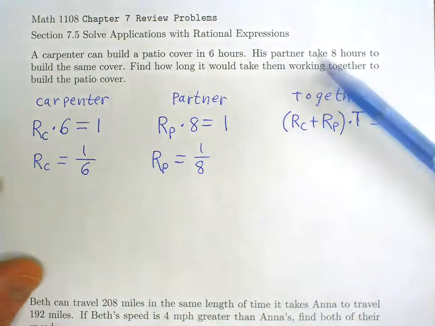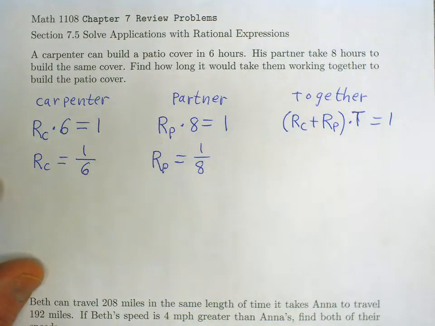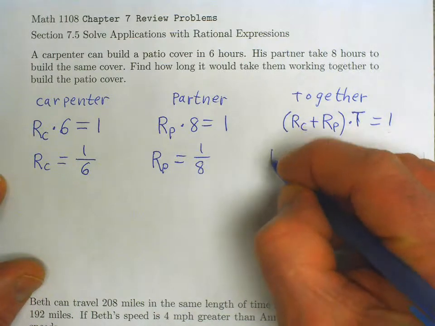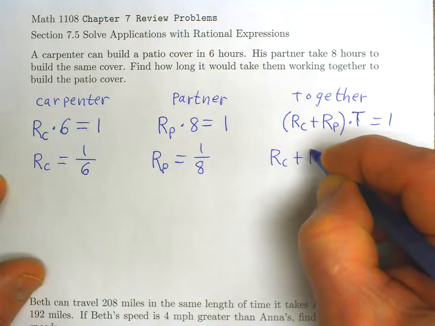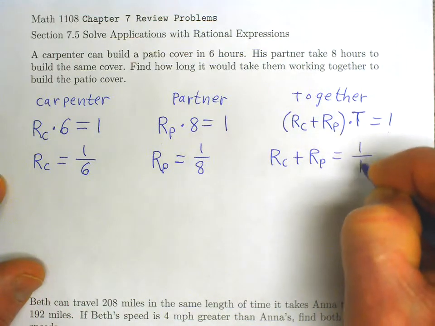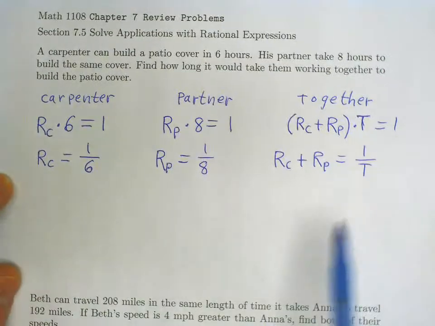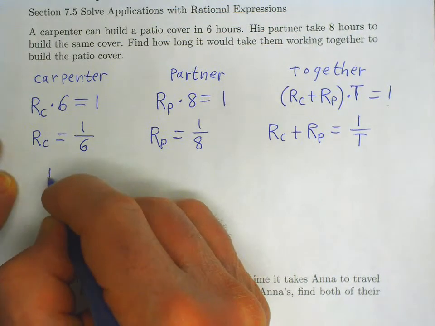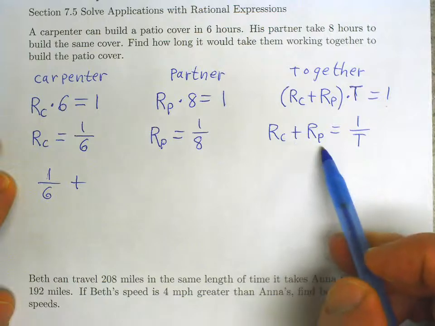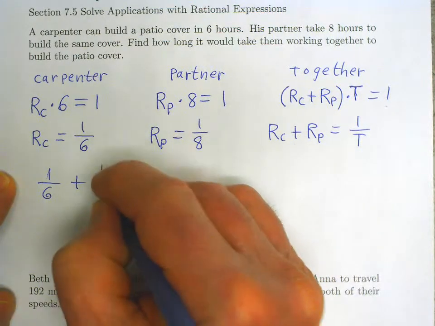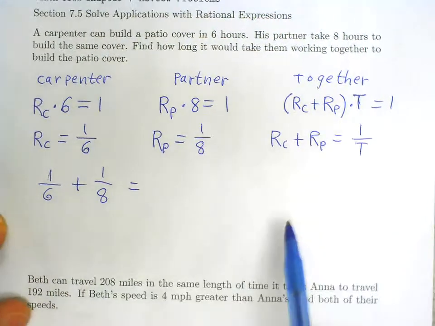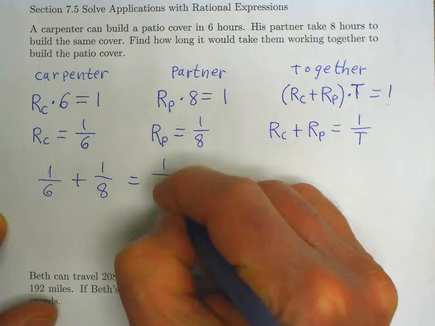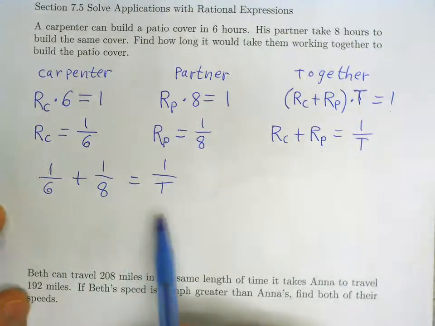That means that in 1 hour, he can build 1/8 of the patio cover. And then we divide both sides of this equation by T. So the carpenter's rate plus the partner's rate is 1/T. And then in the next step, we replace the carpenter's rate with 1/6. We're adding that to the partner's rate, which is 1/8. And the carpenter's rate plus the partner's rate is equal to 1/T. And we're going to solve this for T.